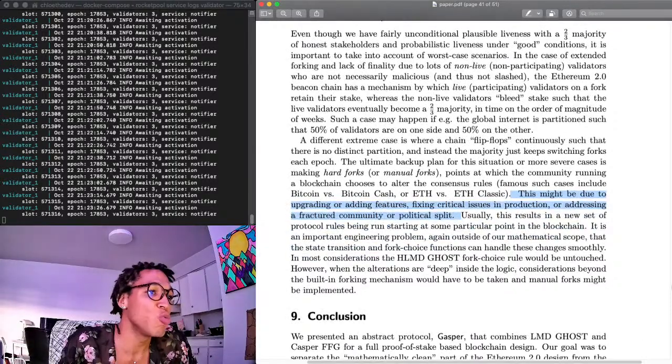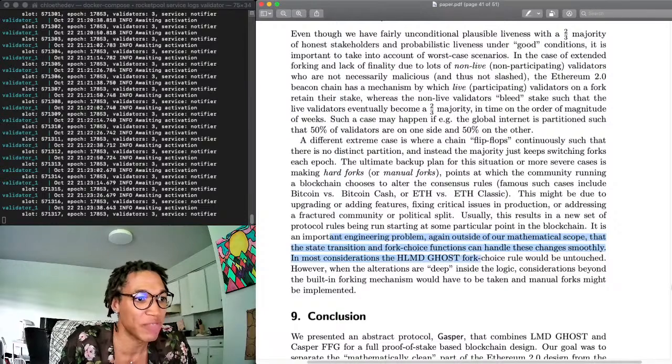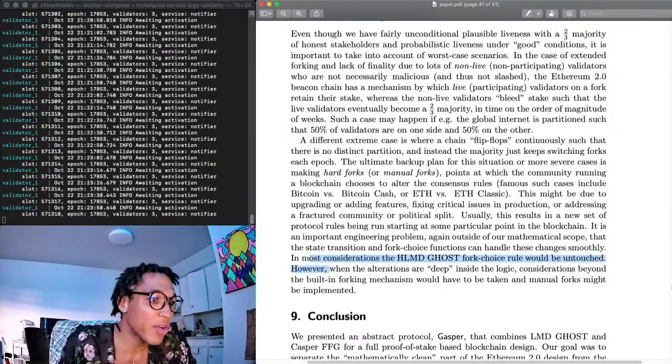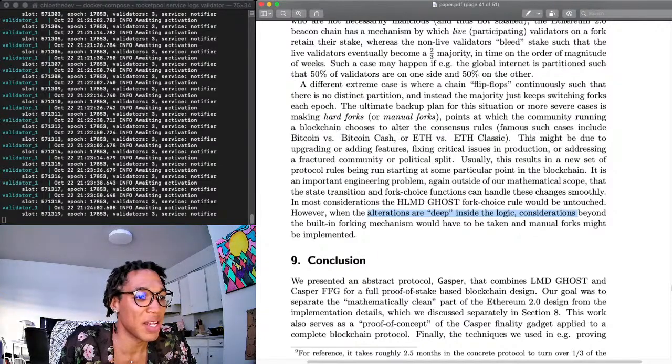Usually this results in a new set of protocol rules being run starting at some particular point in the blockchain, so the point of the split usually. It is an important engineering problem, again, outside our mathematical scope, that the state transition and fork choice functions can handle these changes smoothly. In most considerations, the HLMD Ghost fork choice rule would be untouched. However, when the alterations are deep inside the logic, considerations beyond the built-in forking mechanisms will have to be taken, and manual forks might be implemented.